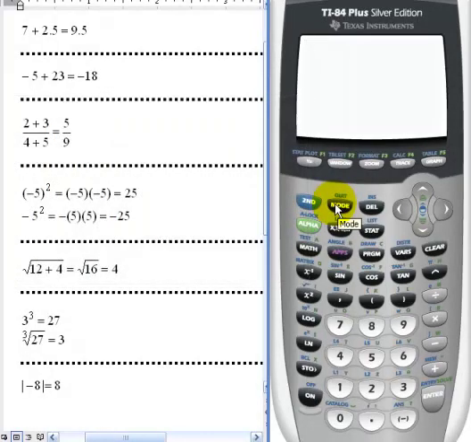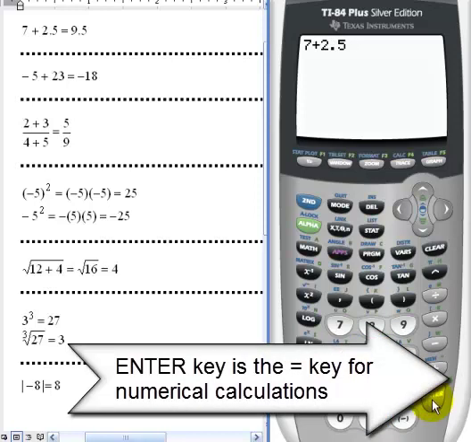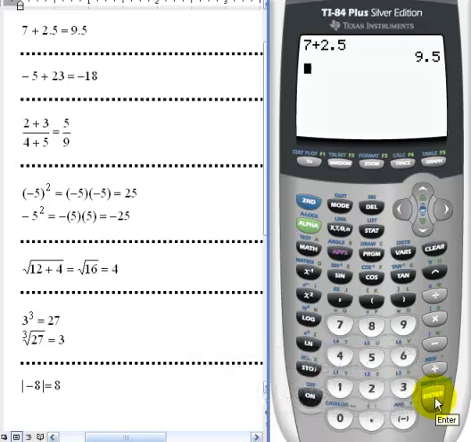Now once I'm at the home screen, I can do any basic arithmetic operations that I would like to do. For example, over on the left here, you'll notice I have an addition problem. To perform that addition problem on my calculator, I'll punch the number 7 and the addition sign and then 2.5. And on these calculators, the enter button down in the bottom right is my equals key. And you can see the way the calculator outputs the answer is to the bottom right of the line of work.